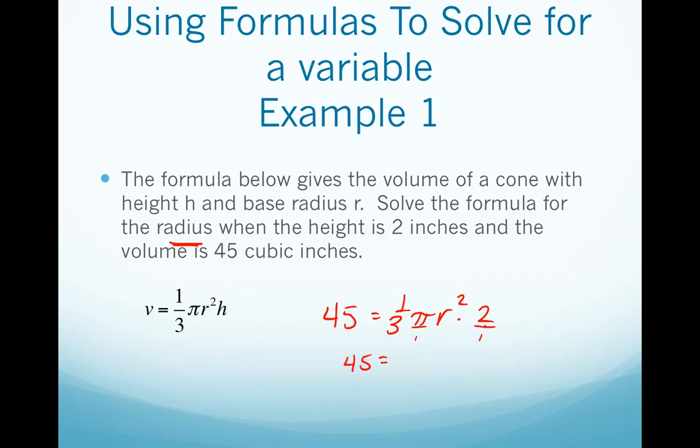So to just clean up that right-hand side a little bit, numerator-wise, you have a 1, a pi, and a 2. So that's really 2 pi. In the denominator, you have a 3, and then an r squared. To get rid of a fraction, you multiply by the reciprocal. So we can do 3 over 2 pi, and then over here, 3 over 2 pi as well. So when we do that, on the left-hand side, this is a 45 over 1. So I can take 45 times 3 and get 135.